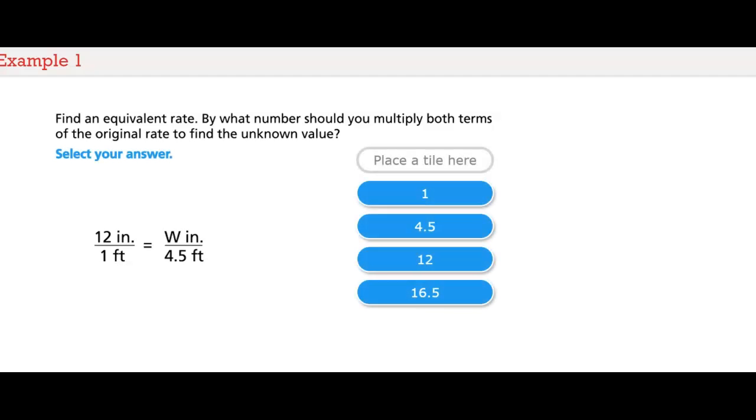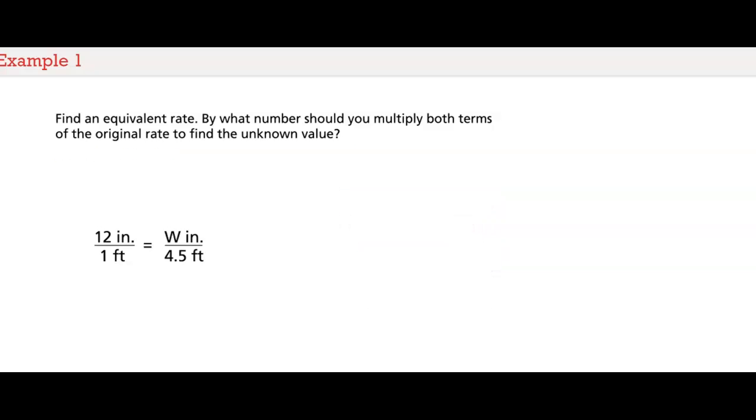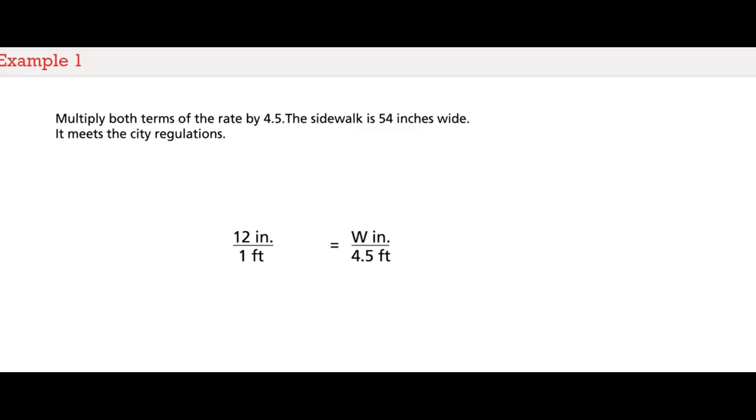Select your answer. Multiply both terms of the rate by 4 5/10. The sidewalk is 54 inches wide. It meets the city regulations.